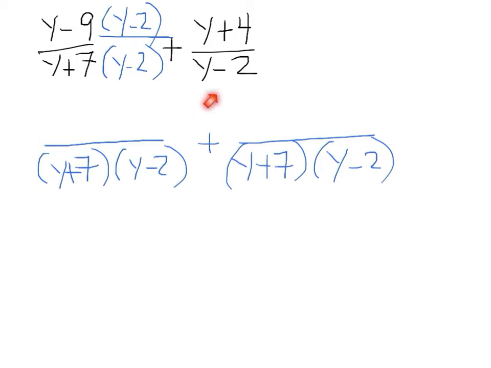Then over here, we go, how do I get this to look like this? And it's like, oh, we already have a y minus 2. Looks like we're going to need the old y plus 7. Fine. So y plus 7. But then we also have to multiply the top by y plus 7. Fine.